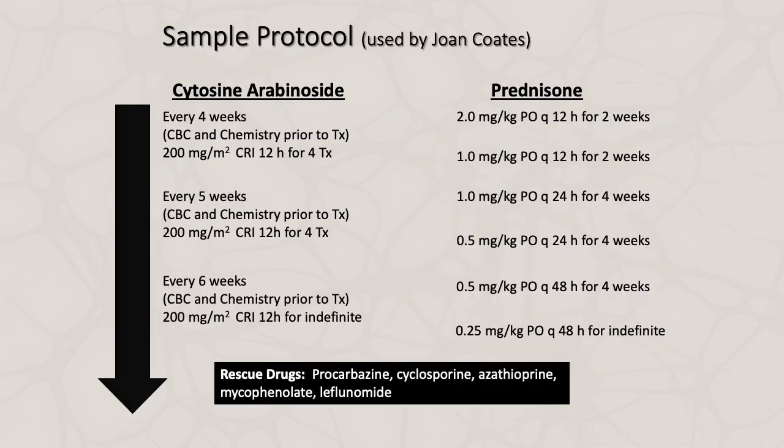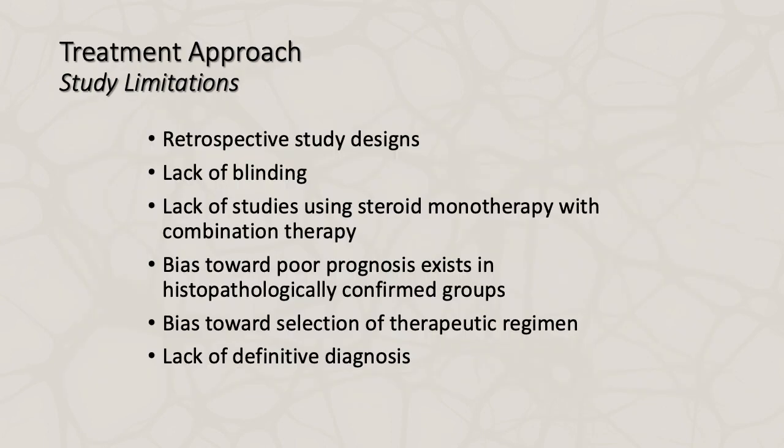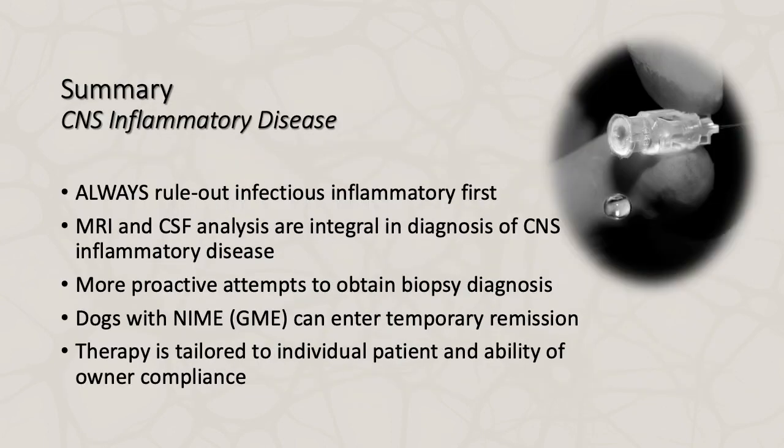This is just an example of a protocol using cytarabine. These are listed therapeutic outcomes depending on the drug that was chosen, although this is a little bit outdated now. And these are some of the limitations of that study. And this is just a summary of what we talked about. I ended kind of quickly just because the last handful of slides were pretty straightforward.